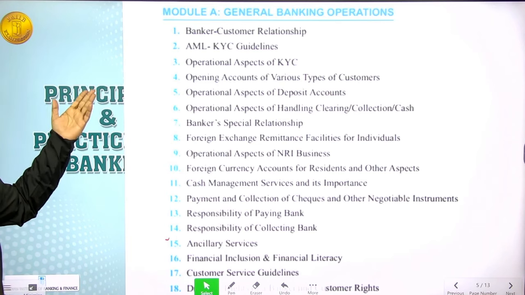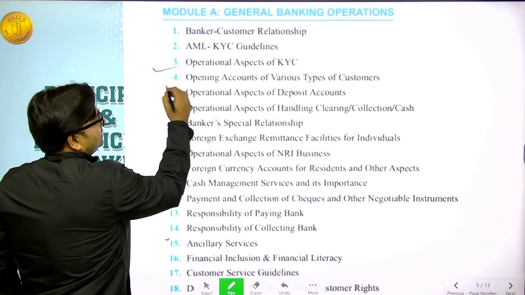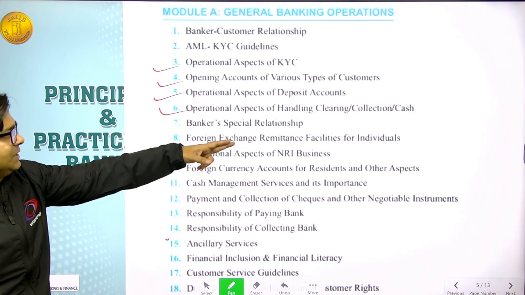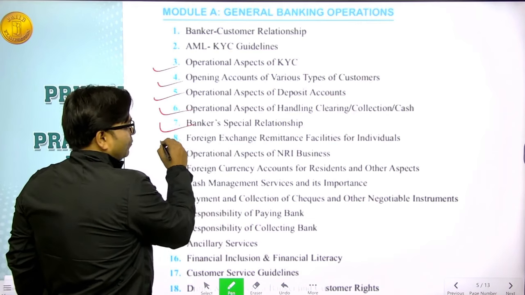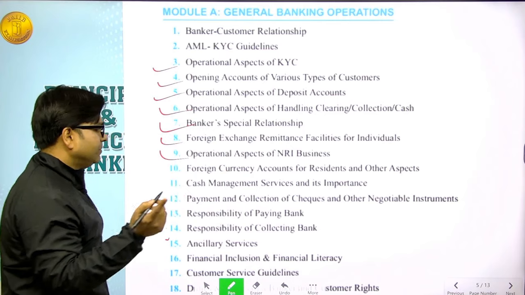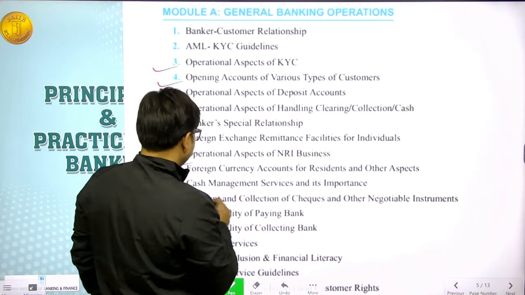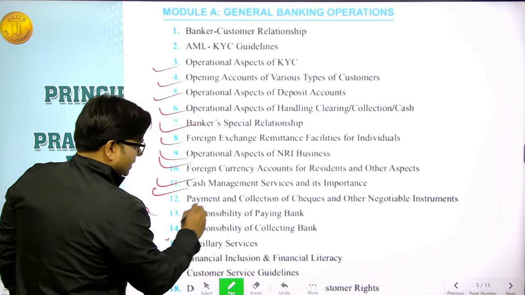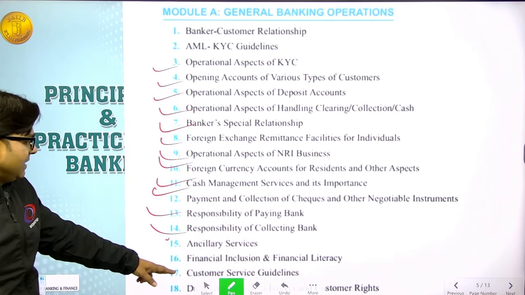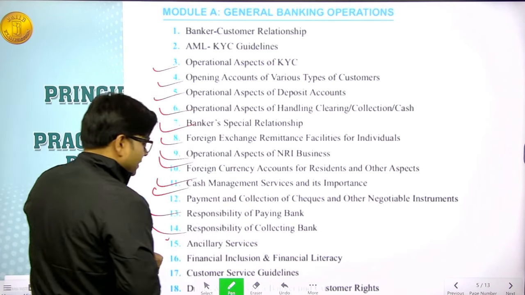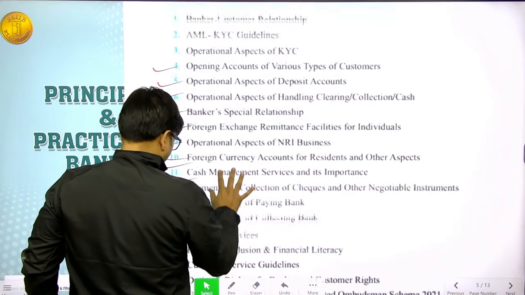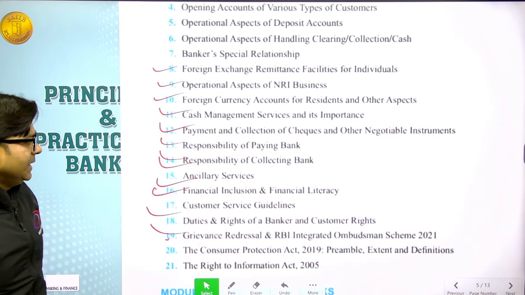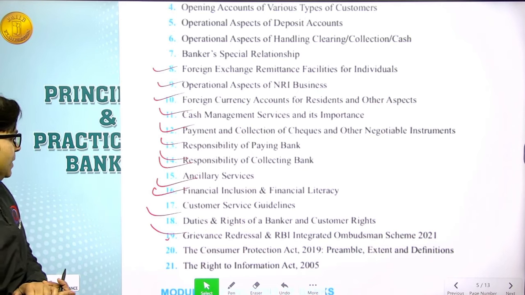Bankers customer relationship, AML KYC guideline, operational aspect of KYC, opening account of various type of customer, operational aspect of deposit account, operational aspect of handling, clearing, collection, cash, bankers special relationship, foreign exchange remittance facilities for individual, operational aspects of NRI business, foreign currency account for resident and other aspect, cash management services and its importance, payment and collection of checks and other negotiable instrument, responsibility of paying bank, responsibility of collecting bank, ancillary services, financial inclusion and financial literacy, customer service guideline, and duties and rights of bankers and customer service, grievance redressal and RBI integrated ombudsman scheme 2021, the Consumer Protection Act.